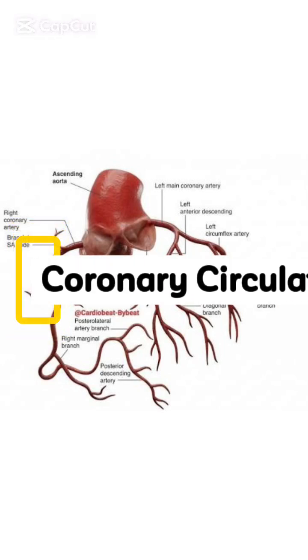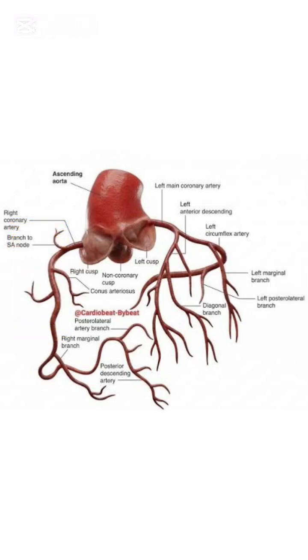Today let's talk about coronary circulation. It is a network of arteries and veins that supplies oxygenated blood and nutrition to the myocardium. It removes deoxygenated blood and metabolic waste. Although the heart pumps blood to the entire body, it depends on its own coronary vessels for its oxygen supply.